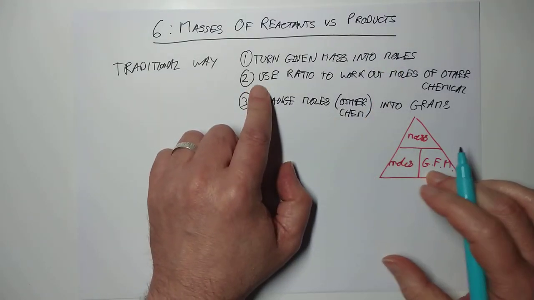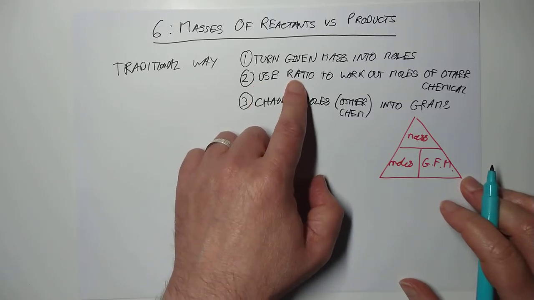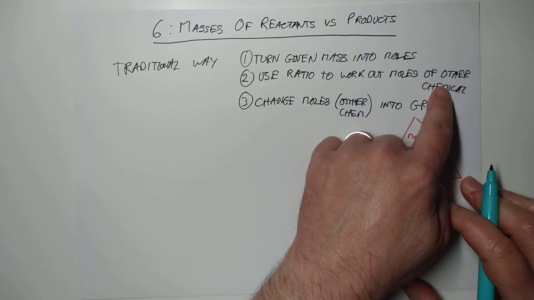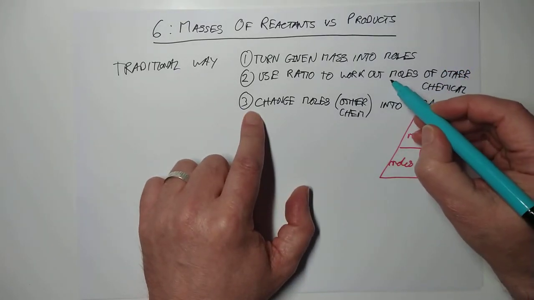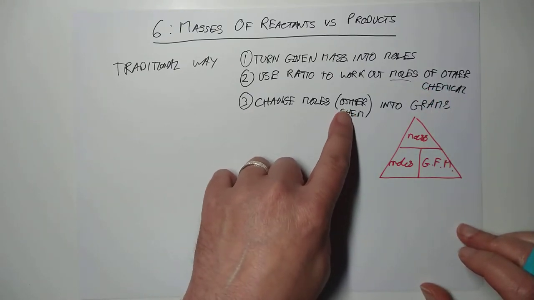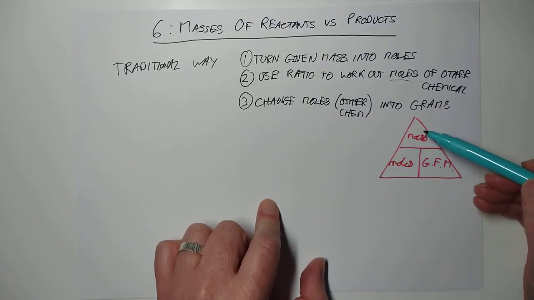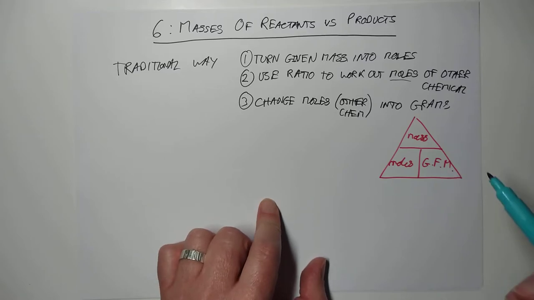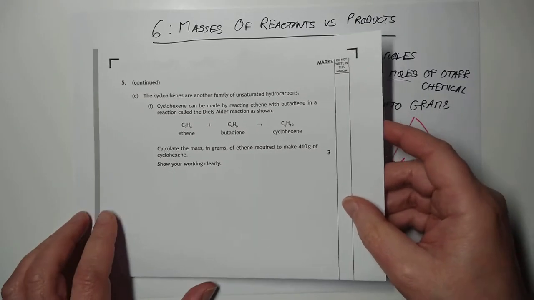Stage two, very similar to the other stage, use the ratio, that's the mole ratio, of course, of big numbers, to work out how many moles of the other chemical you're dealing with. And lastly, you're not finished, of course, because the question's not asking for moles, the question's asking for grams. So change the moles of the other chemical that you just worked out into grams. We're going to need a triangle here with mass crushing the mole, and then the GFM is down here. Let's run through this method. I think I printed the question twice. Yes, I did. Let's run through this method here on the same question.